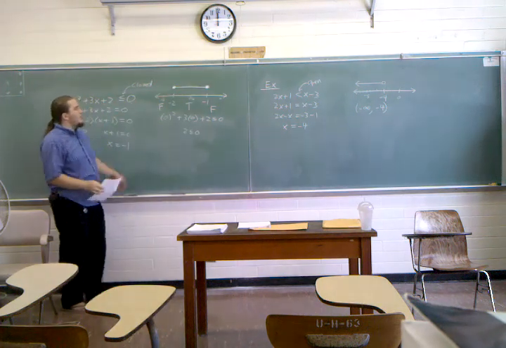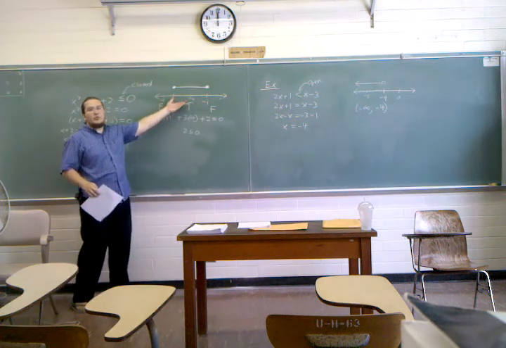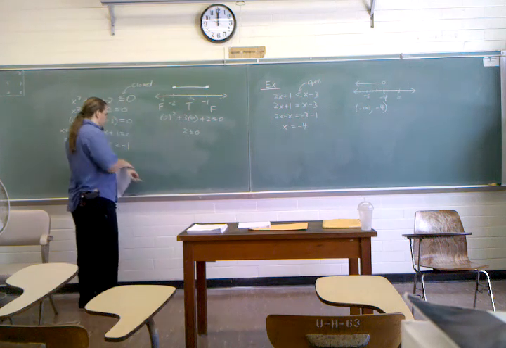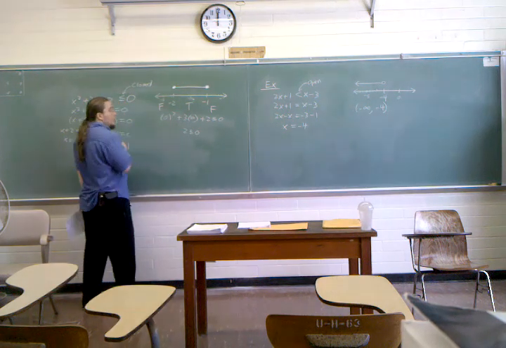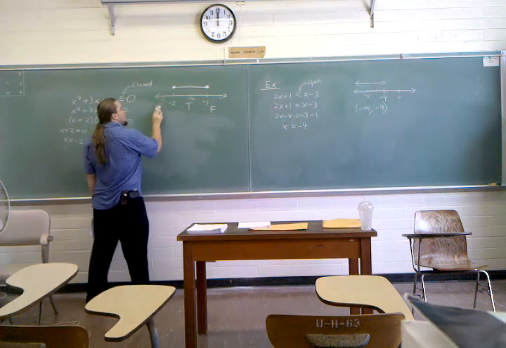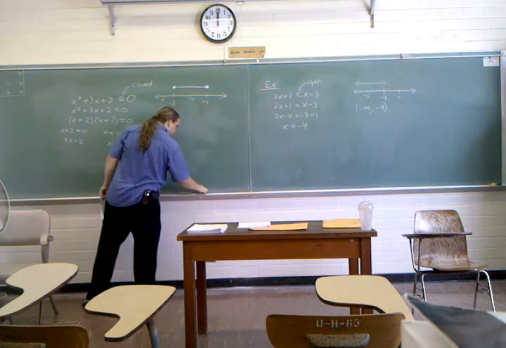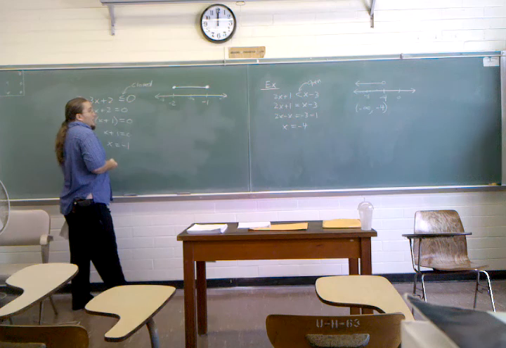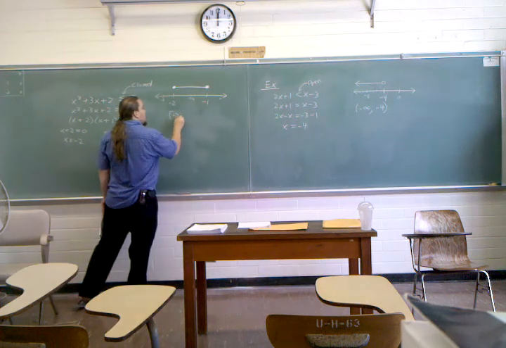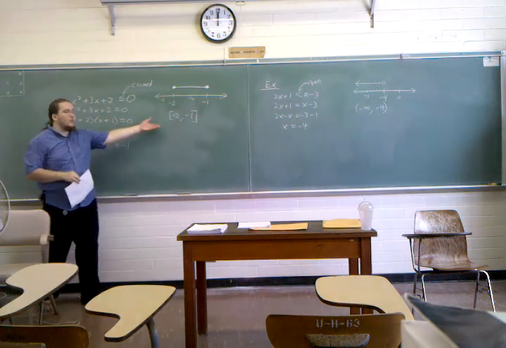So our final graph looks something like this. This region was false, that one was false, this one was true. Those are where the solutions are. All right. So, the last thing to do is, of course, write our solution set in interval notation.